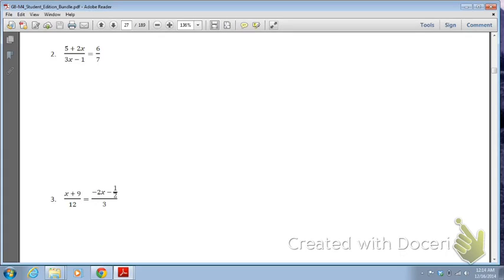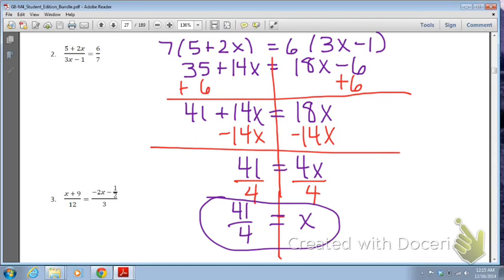So pause the video if you have not already done this one. Okay, so here's the solution for exercise 2. So this first step here is just the cross product set equal, remembering the parentheses here. And this next step will be distributing. So 7 times 5 is 35, 7 times 2x is 14x, and the same thing over here, multiplying by 6.